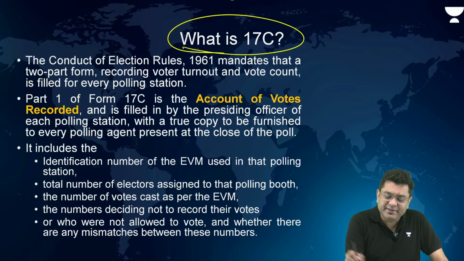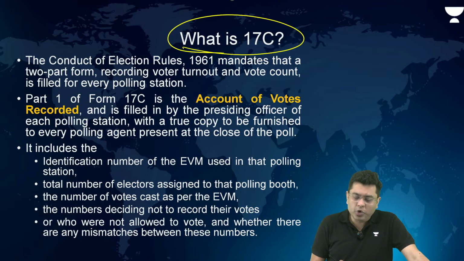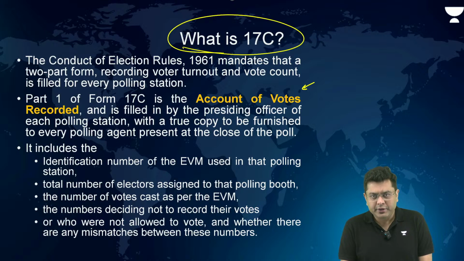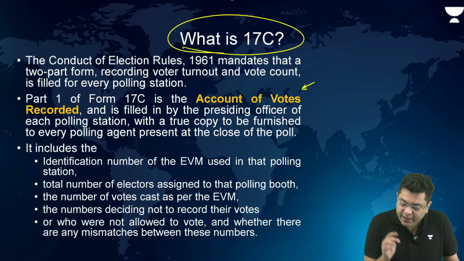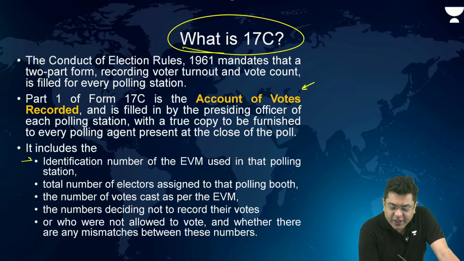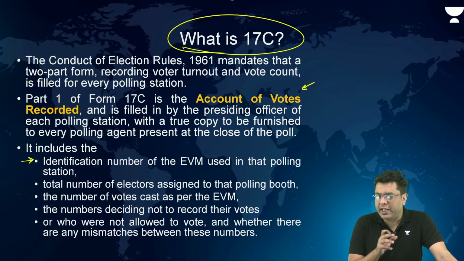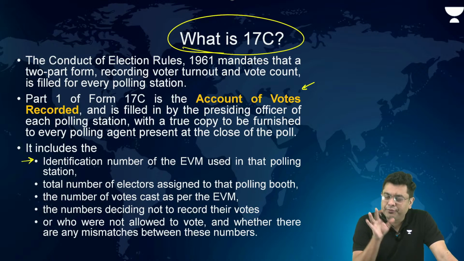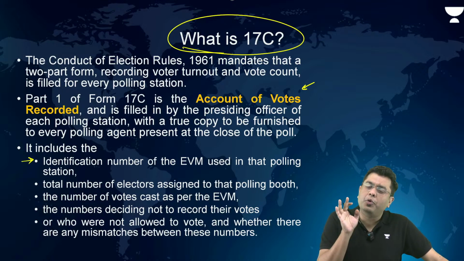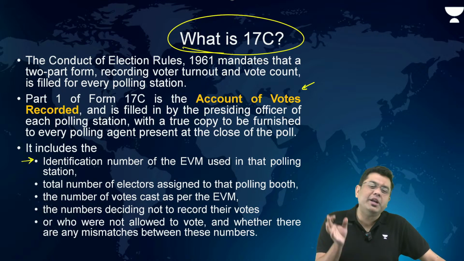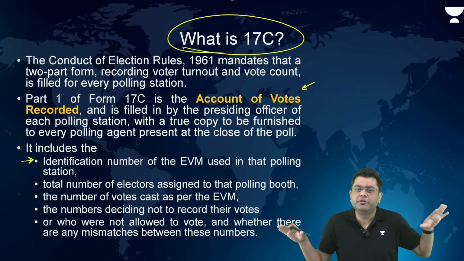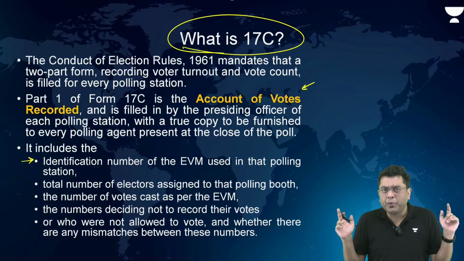So what is this 17C data and what does it include? Basically, it is the account of votes recorded. The total amount of votes which have been cast, that account is maintained in this. And it includes the identification number of the electronic voting machine used in that polling station. Now, by the way, this Form 17C Part 1 is filled by the presiding officer in the polling station and handed over to the polling agents of the political parties as well. All the polling agents of the various political parties which are deputed at the polling station.